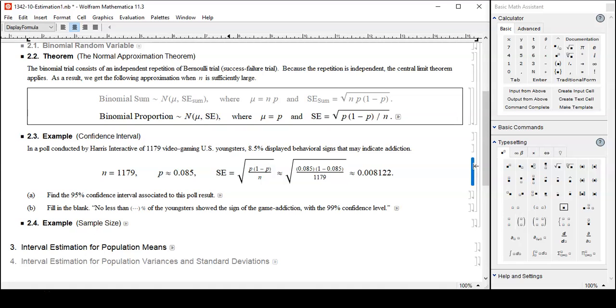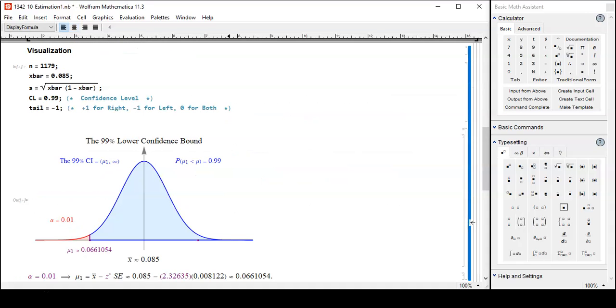Now let's go to the next part. Fill in the blank. No less than blank percent of the youngsters show the sign of game addiction with a 99% confidence level. What is this? No less than blank percent. What does that mean? So no less than means should be more than. The more than that percent point of youngsters is associated to 99%. So what is it? Is it lower confidence bound or is it upper confidence bound? It is lower confidence bound.